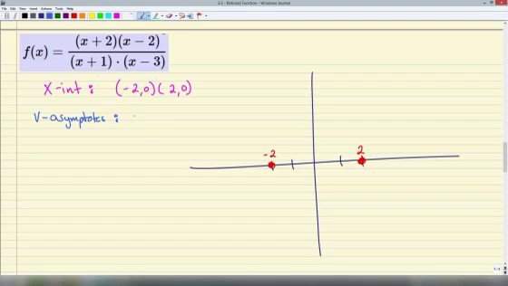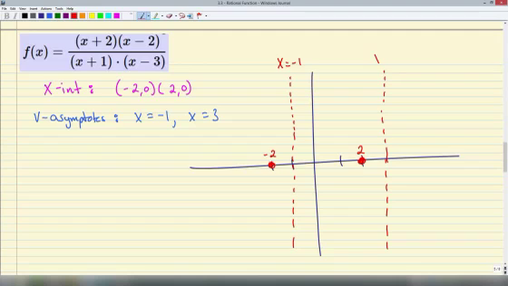So you're going to have a vertical asymptote at x equals negative 1 and x equals positive 3. So here's the asymptote at negative 1. X equals negative 1. And that also is odd multiplicity. And we also have one at 3. X equals 3. So here's the other vertical asymptote. X equals 3. And that is also odd multiplicity. So we're pretty well set with this.